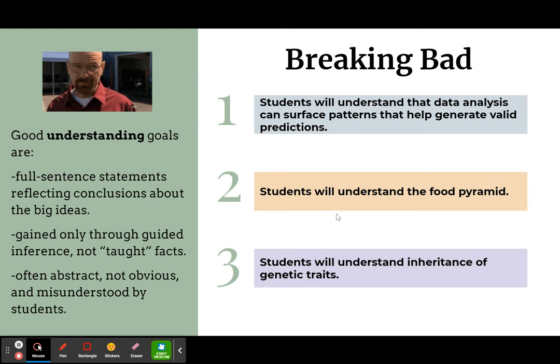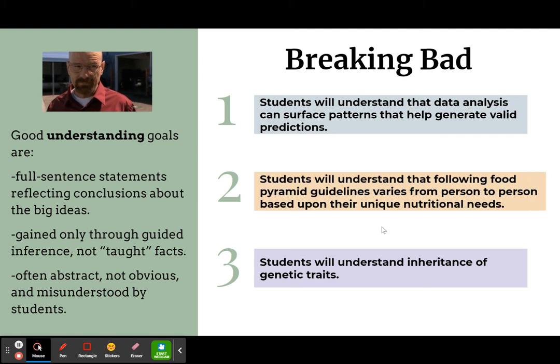For the second goal in orange, we have students will understand the food pyramid. That's really vague. What do we want them to understand about the food pyramid? Not sure from that goal. So here's what I wrote. Students will understand that following food pyramid guidelines varies from person to person based upon their unique nutritional needs.